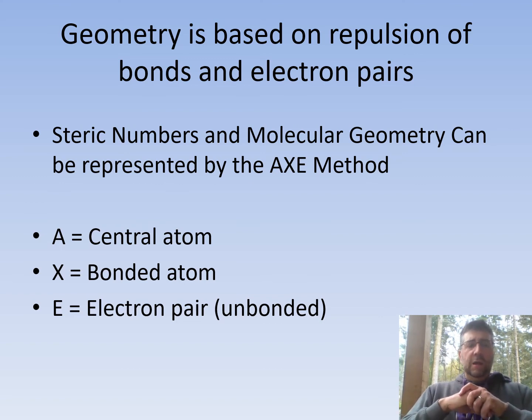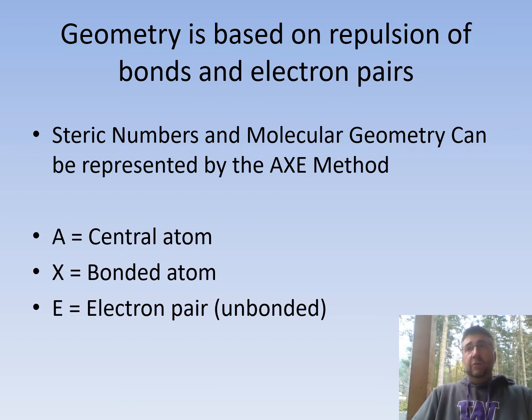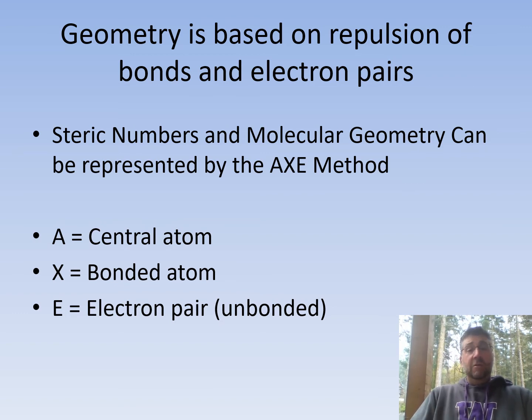As we look at that, let's get some terminology down. First of all, there's something called a steric number. A steric number represents how many directions in space a molecule has. We're going to use a model with generic letters that helps us build what the molecule will look like. A is the central atom, X refers to a bonded atom, where a chemical bond occurs, and E refers to the electron pairs that are unbonded, the lone pairs. We sometimes call this the AXE method for using these symbols A, X, and E.